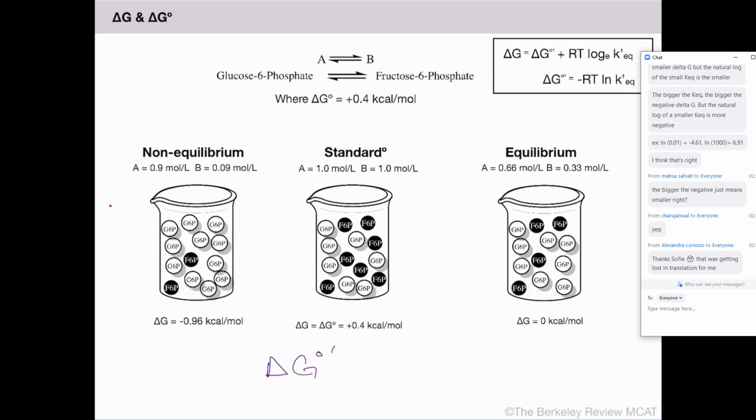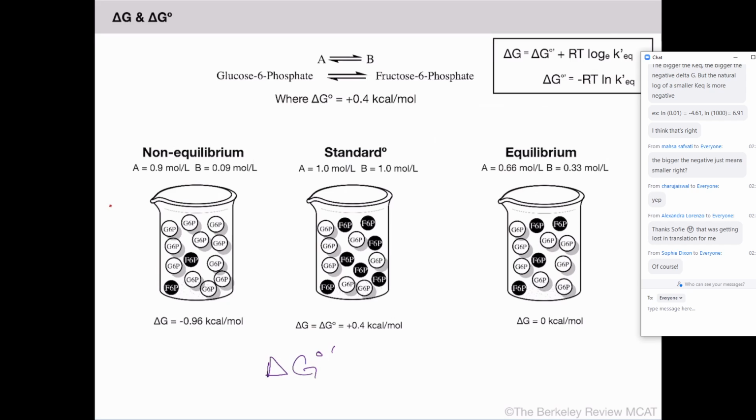And yeah, thank you, Sophie, for translating that. Awesome. Does anybody have any more questions? Because this is important.